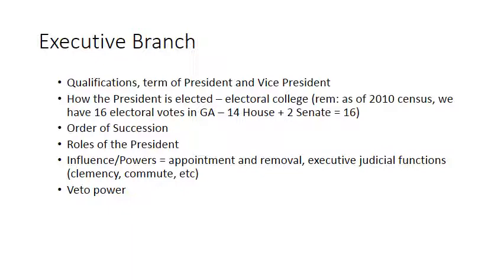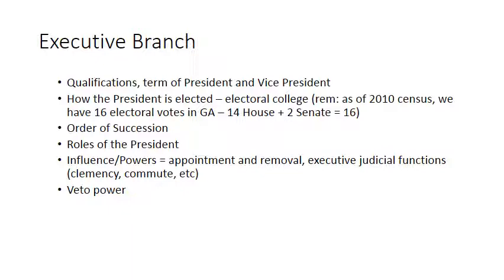Again, we've talked about the Electoral College on a number of occasions here, so you should understand that process by now. And the order of succession, of course, it's the president, and then if something happens to the president, it's the vice president, followed by the Speaker of the House, and so on. So know that order of succession.